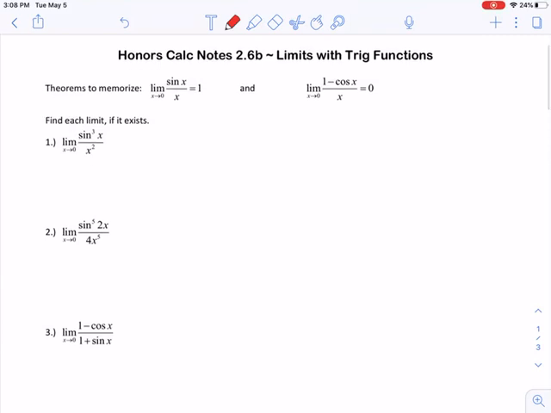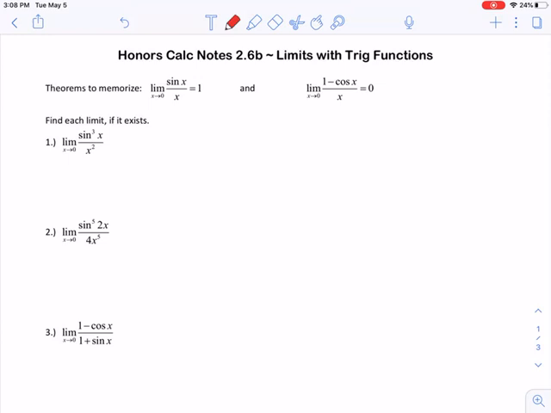So let's take a look at a second day of working with our limits with trig functions. We still have our two rules, and that is that the limit as x approaches 0 of sine of x over x is 1, and the limit as x approaches 0 of 1 minus the cosine of x over x is 0.